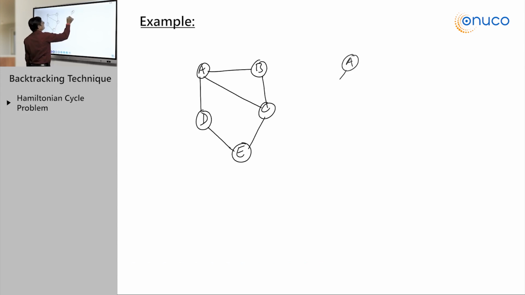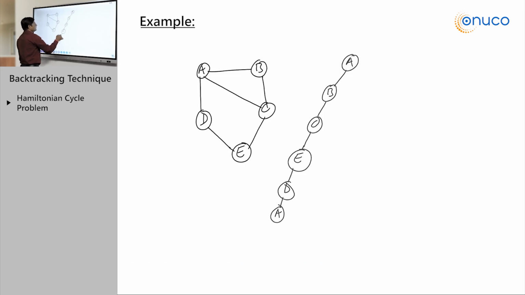Do you have a path from A to B? Yes, we have a path. From B to C? Yes, we have B to C. Do you have a path from C to D? No. C to A we have, but we have not visited the other vertices. So C to E, E to D, and D to A. So in the first attempt we got a solution.